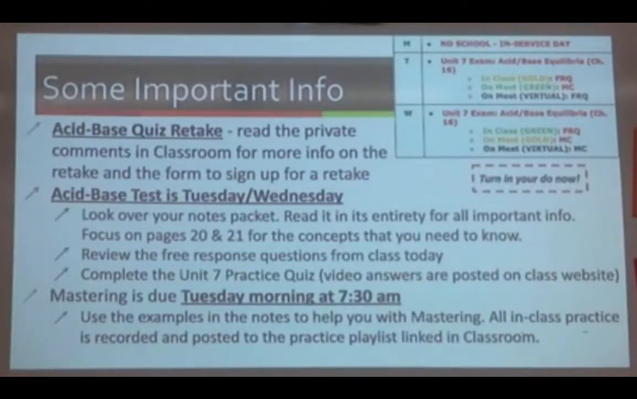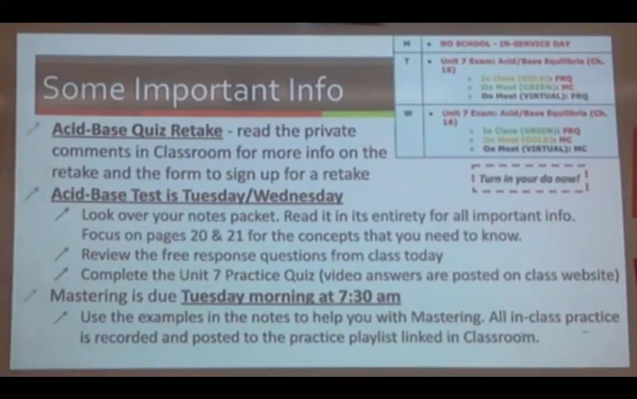So just some info before we get into free response questions. I posted the quizzes from yesterday back into ZipGrade. I added private comments into Classroom. So if you look in Google Classroom, I had the private comment, and then I think I also put something in the stream for your class. If you didn't do as well as you wanted, all the information is in the private comments and in the stream of Classroom, so just take a look at that.